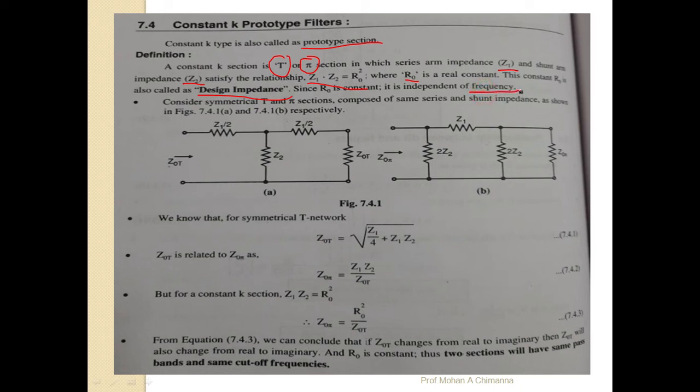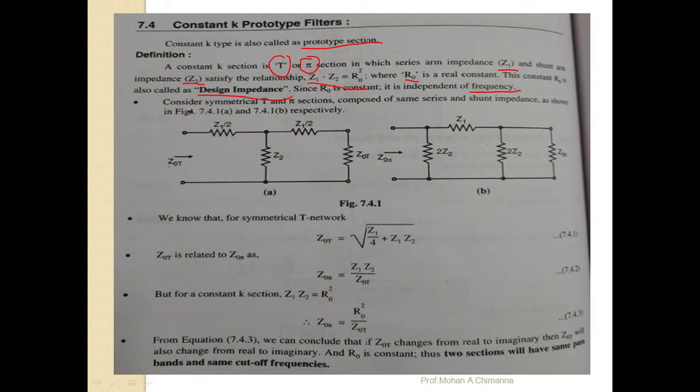The constant K type of filter is called the prototype of the filter. It is categorized into the T and pi sections, in which the series arm impedance Z1 and the shunt arm impedance Z2 are represented as a prototype. Then R0 square is equal to Z1 Z2, where R0 is the real constant, and this constant is called the design impedance.